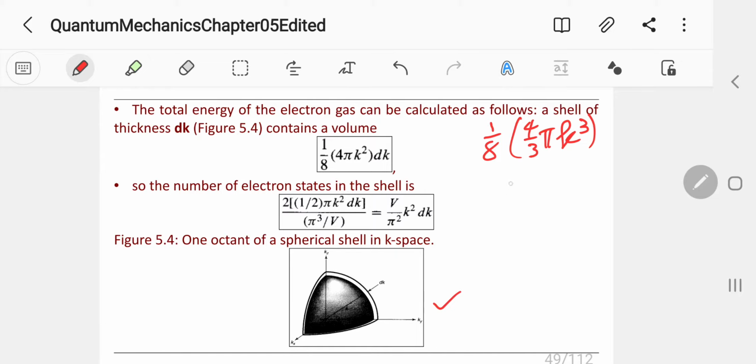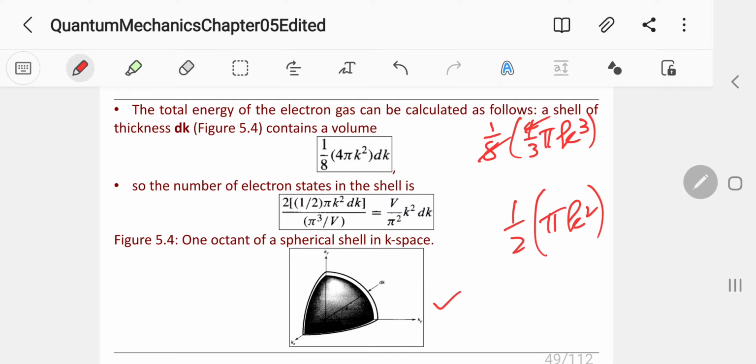So here you can cancel 8 and 4. This is 1/2, and the derivative of the volume will just be pi k squared. So this is the increase in the volume as the radius of the volume increases.